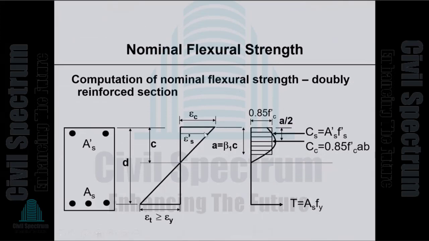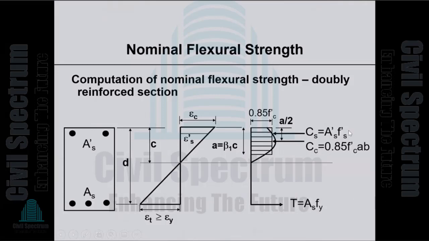I don't see the D prime marked here. So this distance is D prime. So the distance from the compression concrete force to the tension, the compression steel force to the tension steel force is D minus D prime. That's what we are looking at.